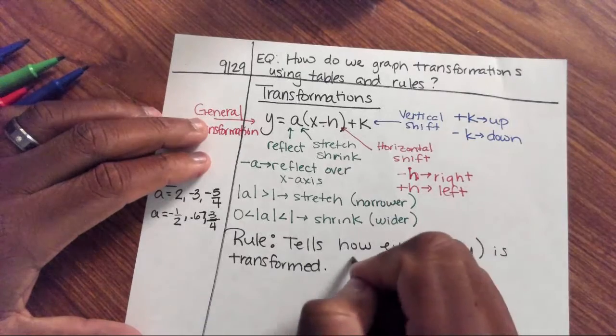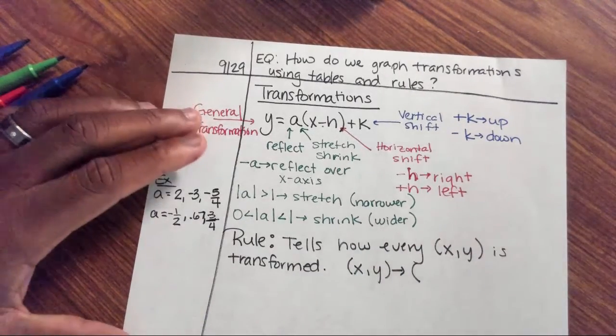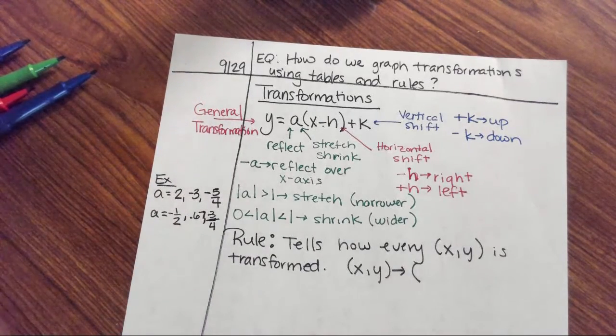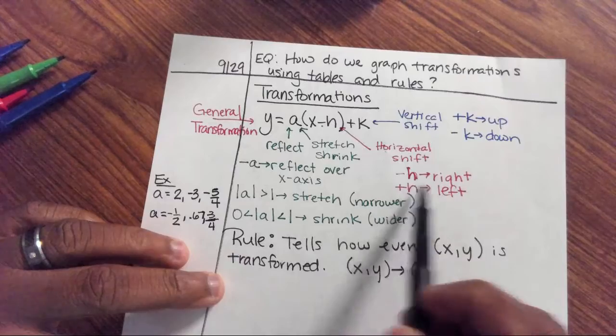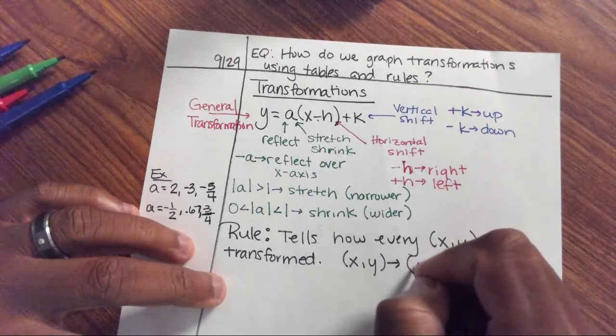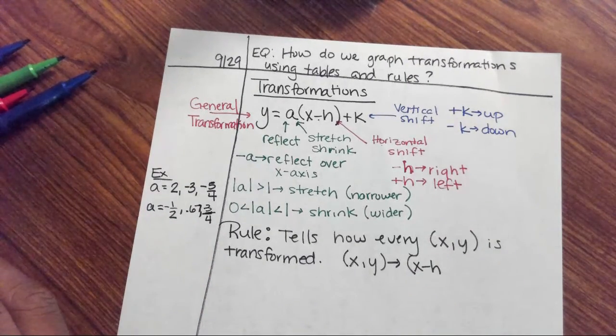So when I look at a rule, I'm saying (x, y) is going to transform to, and here's what happens. Let's talk about all these things up here and what it affects. What affects the horizontal movement of the graph? Which letter? H. The horizontal shift is based off of H, right? So your x's are your horizontal movements. They're affected by H. And we say it like this, x minus h. That's your horizontal shifts.